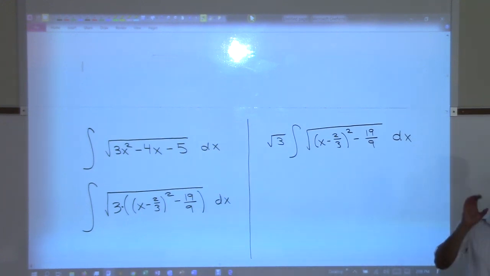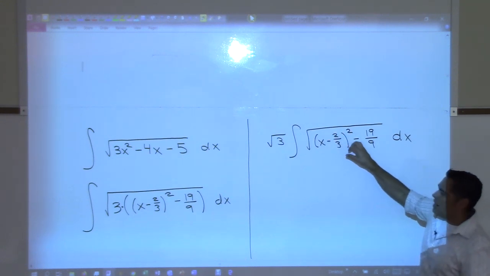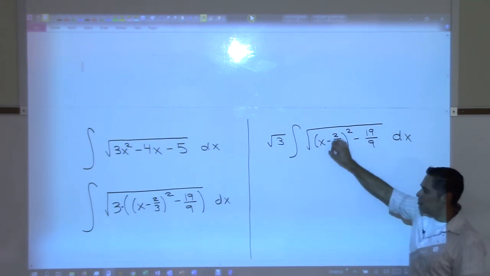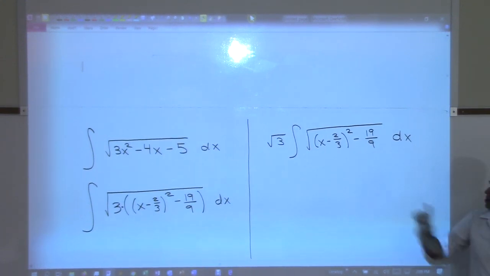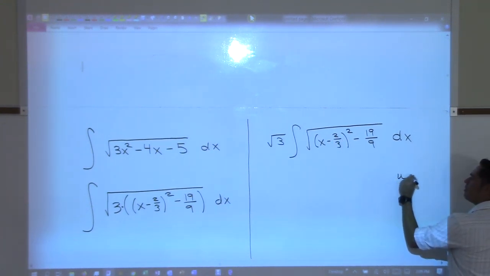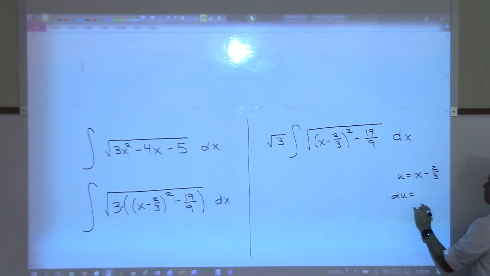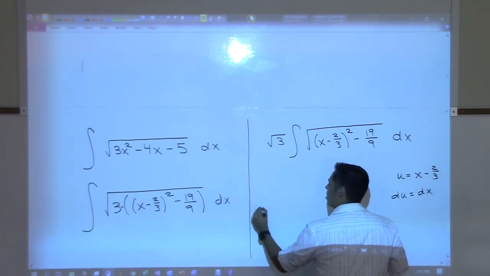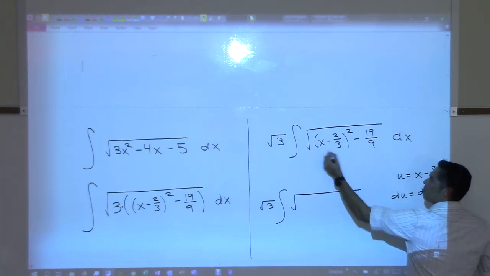Now if you squint your eyes enough, don't we kind of look like variable squared minus a squared? Variable squared minus a squared? All right, let's do a quick u sub. We're going to let u be this. Okay, let's see what happens. If u is equal to x minus 2/3, what's du? It's going to be just dx, right? So let's see how we can rewrite this then. This will become root 3 integral square root of, okay, this right here is u squared, right?